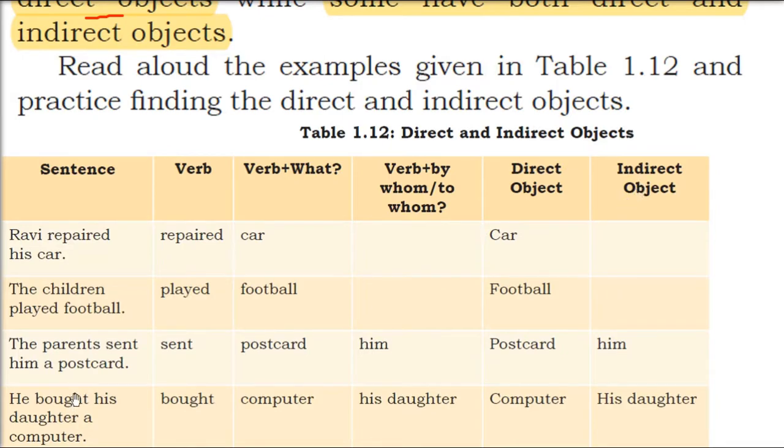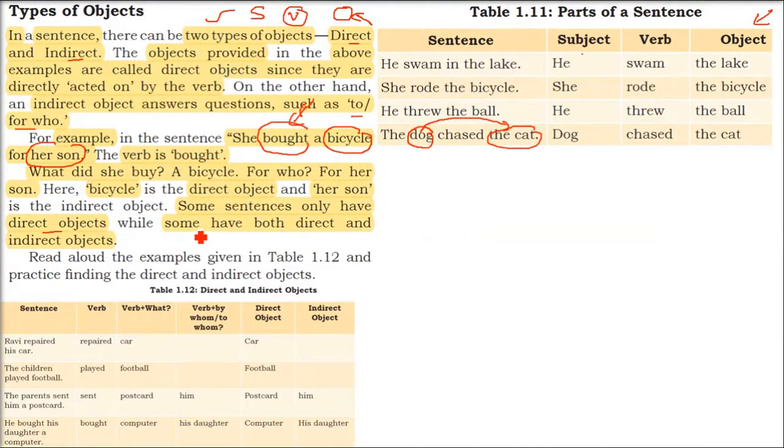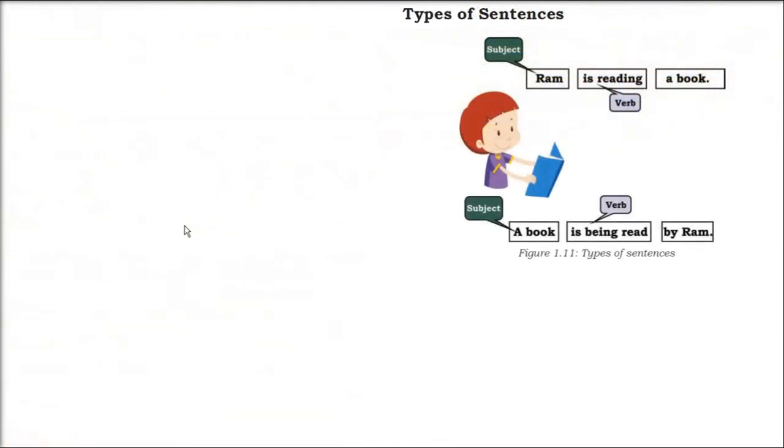Okay, let us take one more example here. He bought his daughter a computer. He is clearly a subject, bought is clearly a verb. Now, he bought what? He bought a computer. So computer is a direct object. But he bought the computer for whom? For daughter. By whom or to whom? For daughter. So daughter is the indirect object here. So this is how the types of objects are there in sentences.